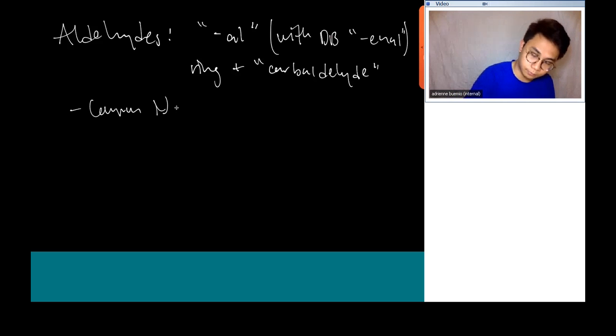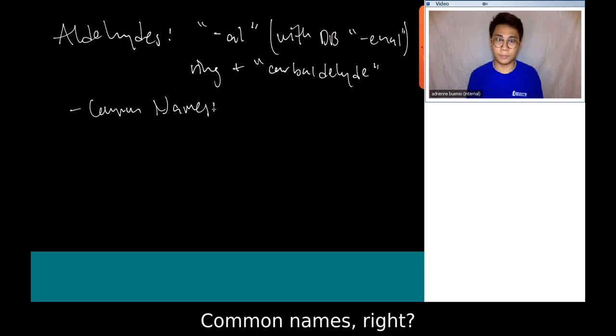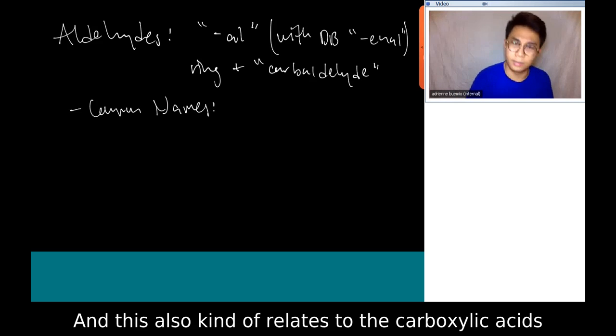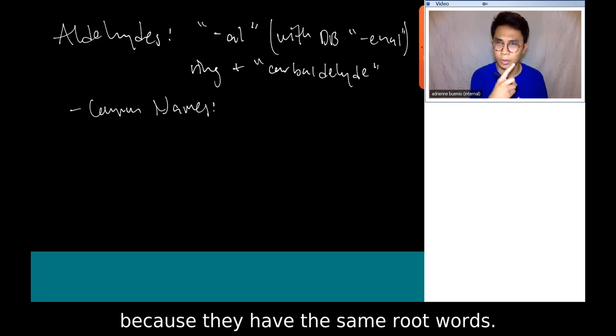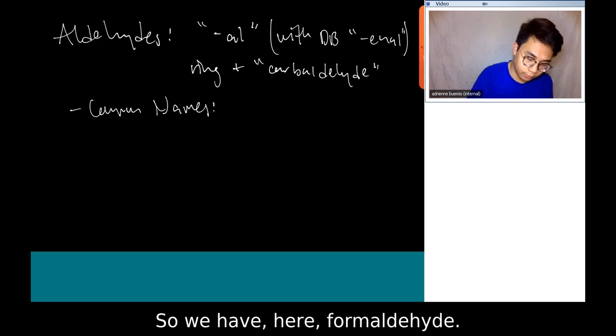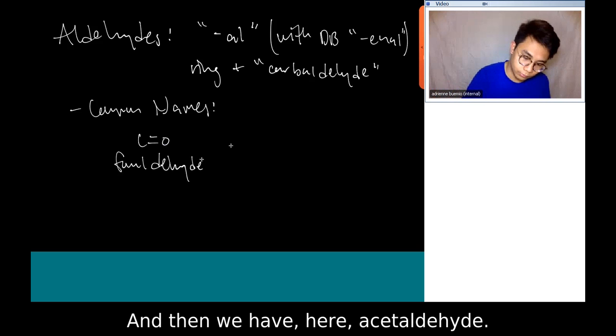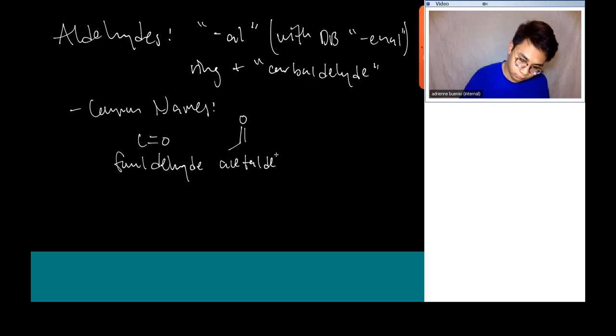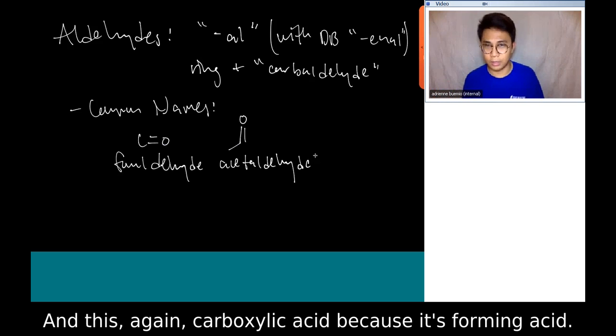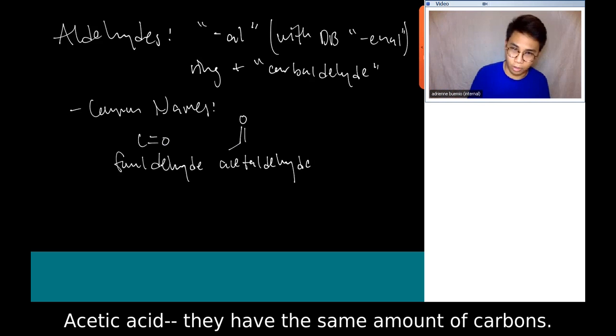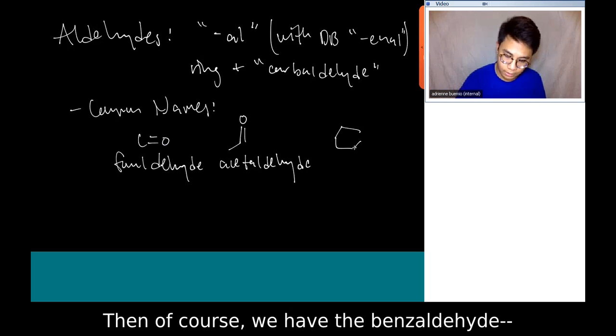So let's go to the common names. We have just a couple, and this also relates to the carboxylic acids because they have the same root words. So we have here formaldehyde, right? And then we have here acetaldehyde, right? And again, this relates to carboxylic acid because formic acid, acetic acid, right? They have the same number of carbons. And then of course we have benzaldehyde.